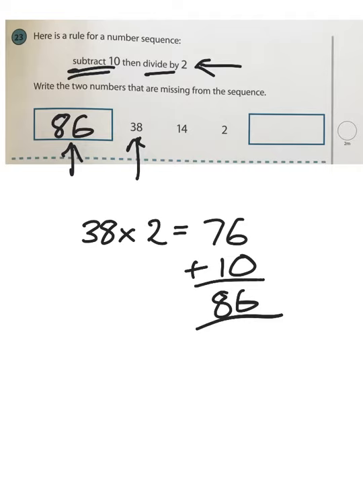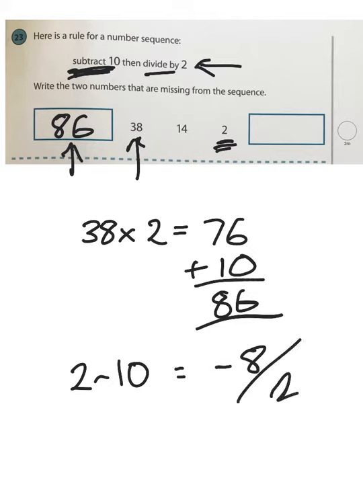Good. Now we're going to do it the other way. So now we've got 2, and we've got to subtract 10. What's 2 subtract 10? Minus 8. Good. Divide that by 2. Minus 4. It is minus 4.